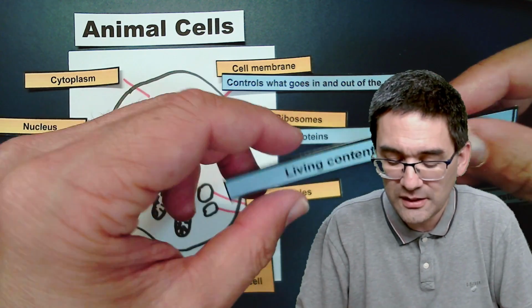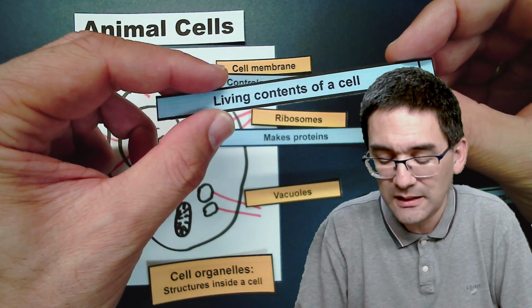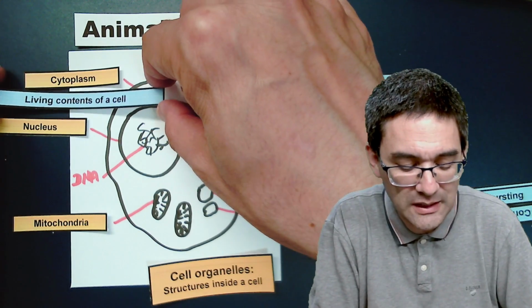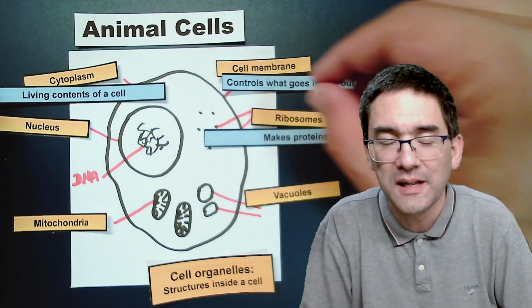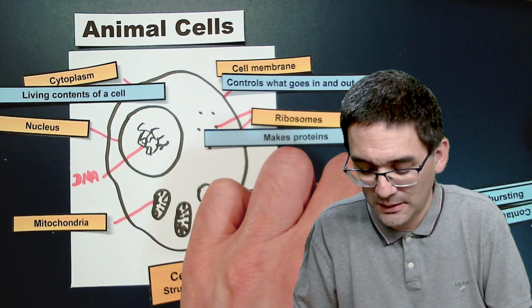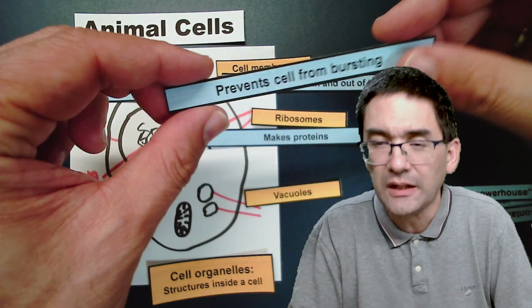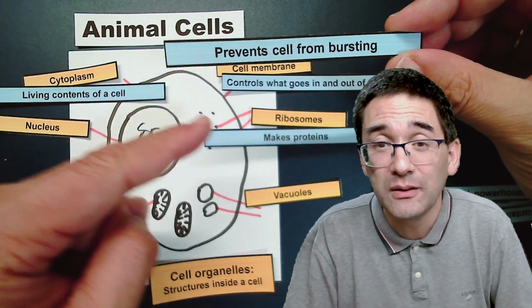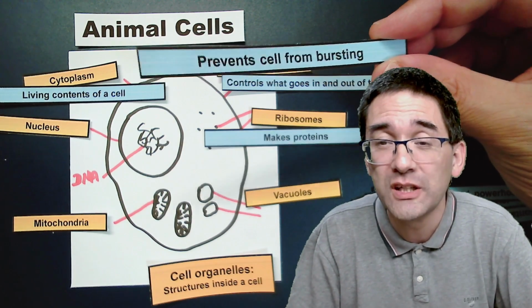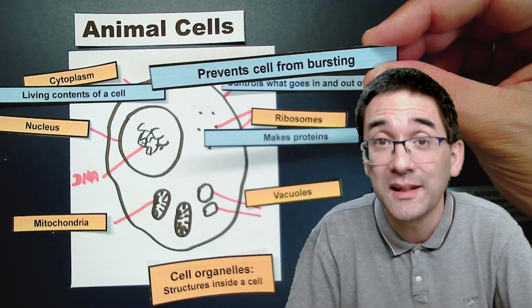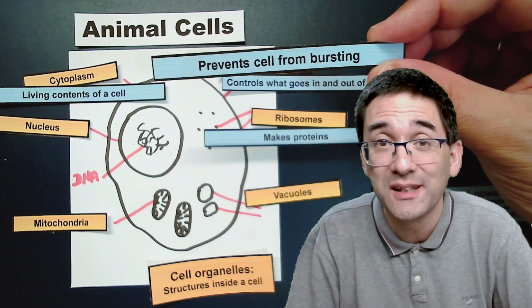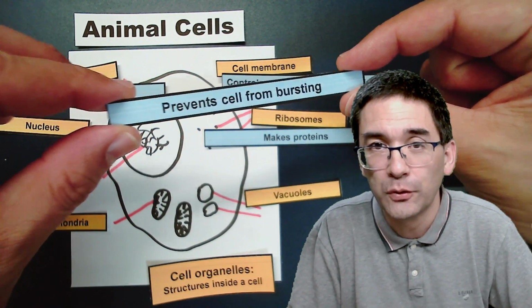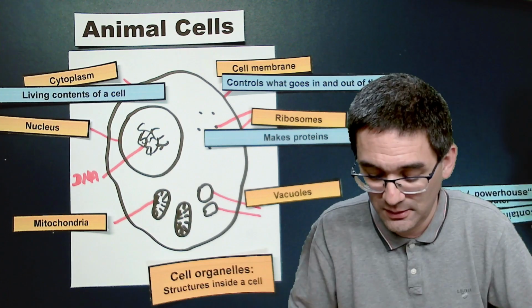The living contents of a cell, that is the cytoplasm. It's the liquid contents, or also the living contents of a cell. That is the cytoplasm. Prevents the cell from bursting. That's an interesting one. Well, that is a structure that is missing here. This is actually specific for plant cells. They have a cell wall, which animal cells do not have. So I'm not able to add this label over here. I have to keep it for later for the plant cells.